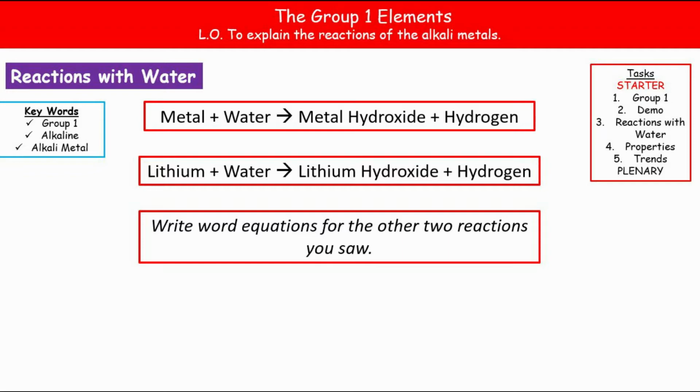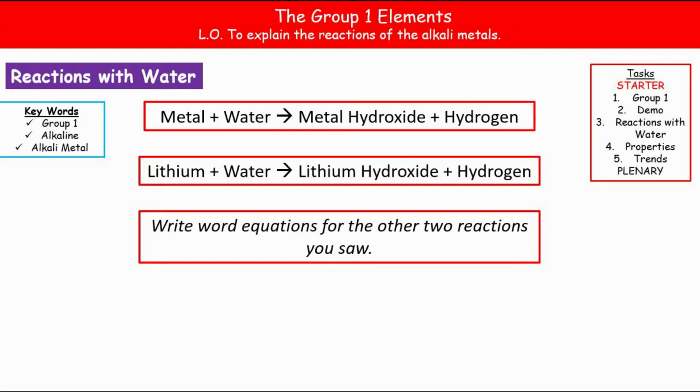What we've got at the top is the general word equation. This is the one that applies to any alkali metal. It gives us the basic reaction. Instead of having the specific name, we've just got the word metal to represent the alkali metal. So metal plus water makes metal hydroxide and hydrogen.